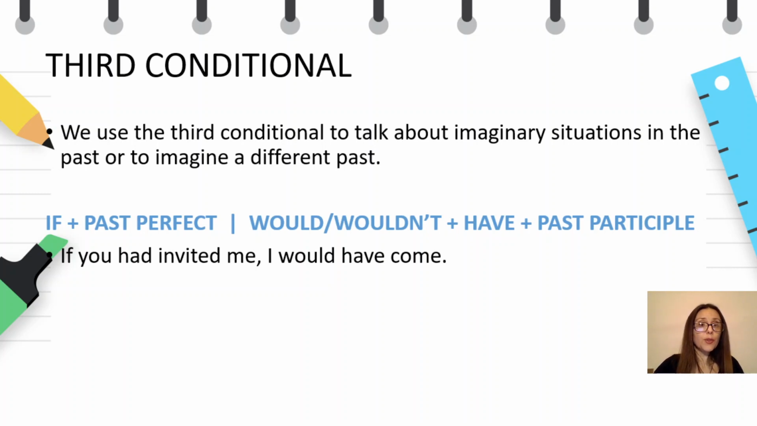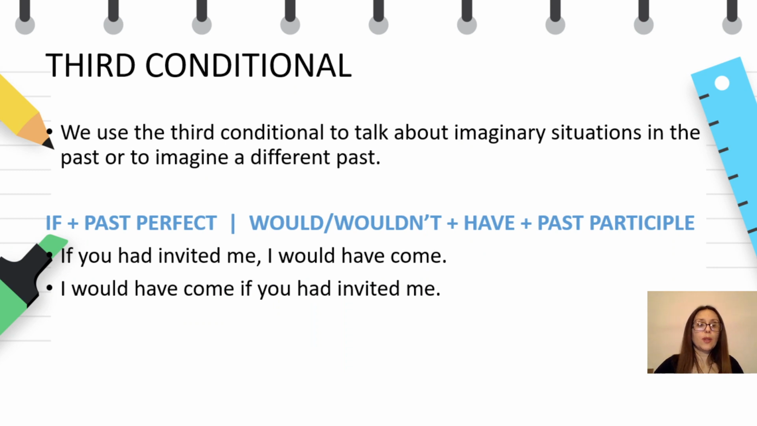Let's take a look at the structure of the third conditional. We use past perfect in the if clause to represent the condition, and would or wouldn't plus have plus past participle in the second part of the sentence. For example, if you had invited me, I would have come. Or I would have come if you had invited me, which means that these two parts are interchangeable as in the second conditional. Remember, you need to use a comma if you start with the if clause.